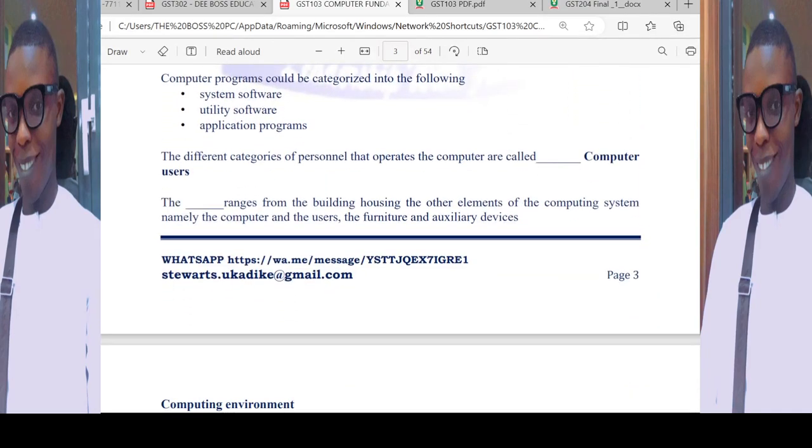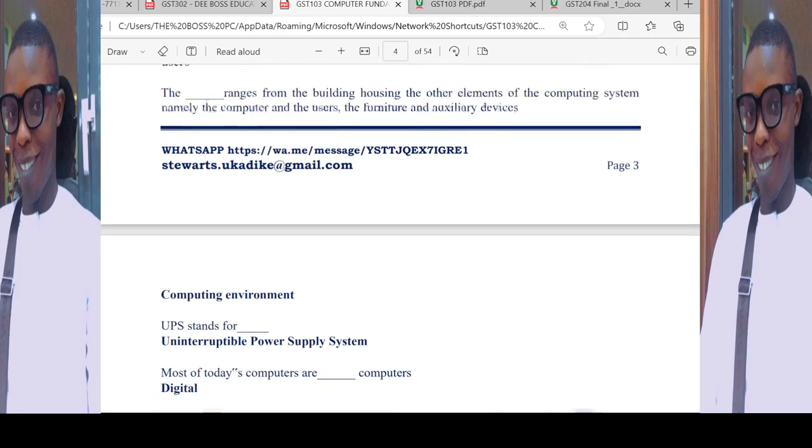Now, the different categories of personnel that operate the computer are called computer users. The computing environment ranges from what? The building housing the other elements of the computer system, namely the computer and the users, the furniture and auxiliary devices. So that is what the computer environment is made up of.